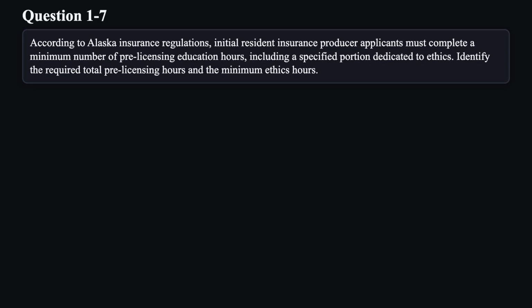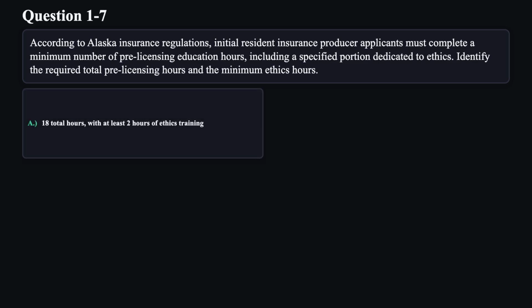Question 7. According to Alaska insurance regulations, initial resident insurance producer applicants must complete a minimum number of pre-licensing education hours, including a specified portion dedicated to ethics. Identify the required total pre-licensing hours and the minimum ethics hours.